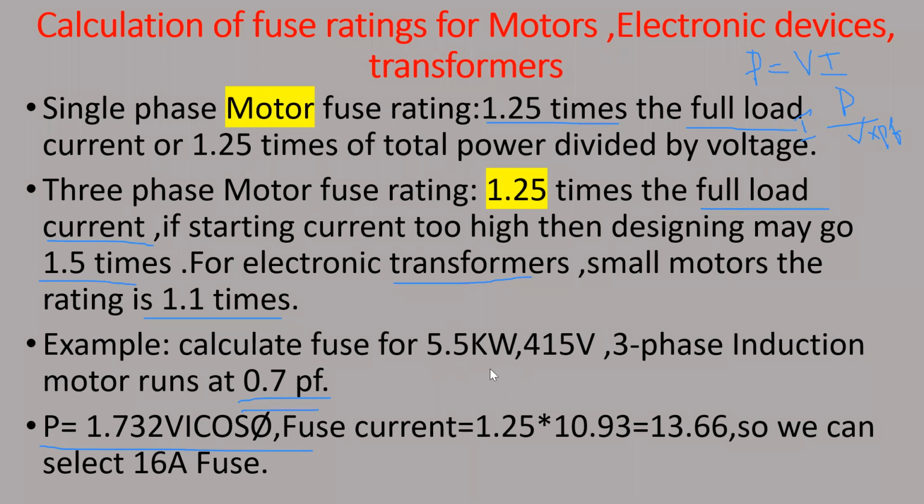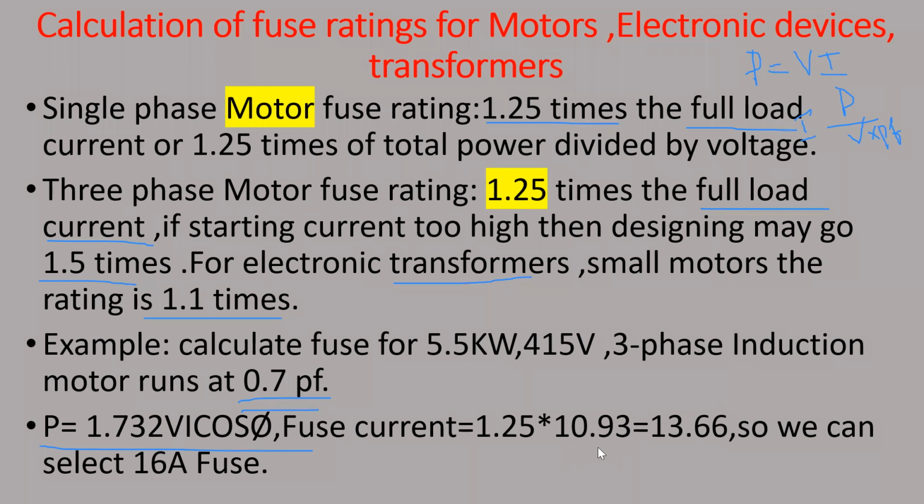So kilowatts is nothing but power, and V is equal to 415 volts. It is a three-phase induction motor that runs at 0.7 power factor. Very simple calculation. Power is equal to 1.732, that is root 3, VI cos phi. In this, we will substitute the voltage 415, then substitute the power, 5.5 kilowatts. From this, we have to find out the I value.